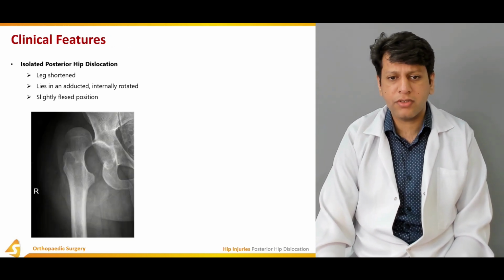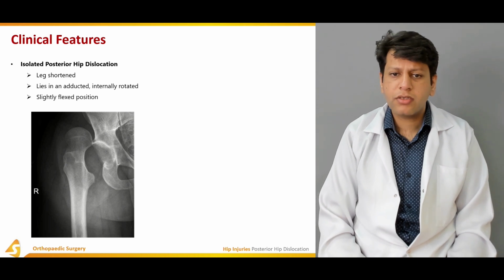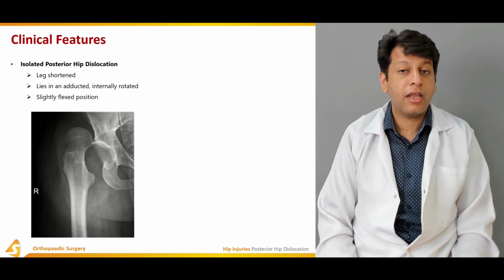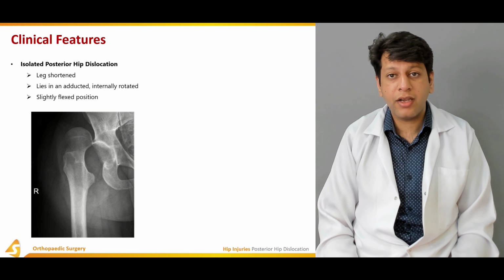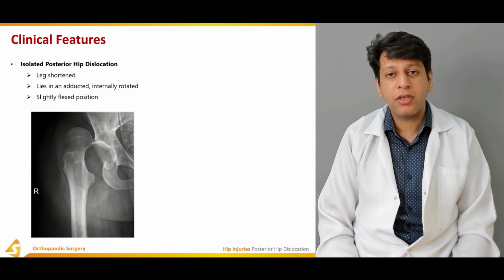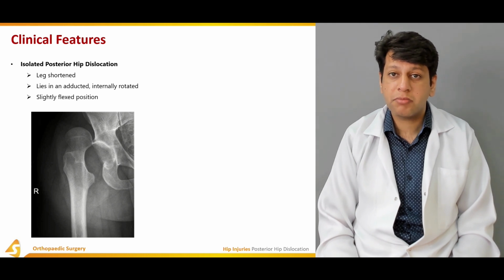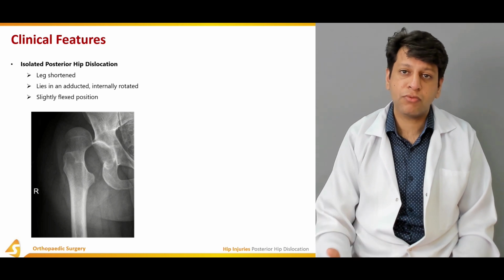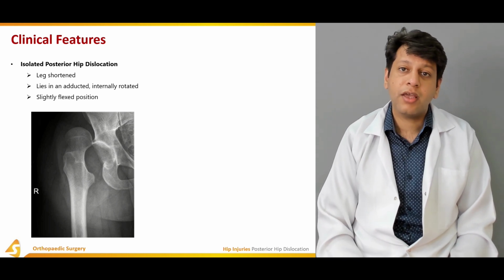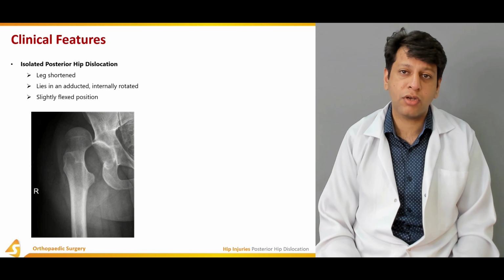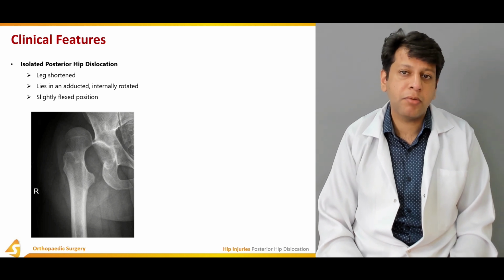Now coming to the clinical features. In isolated posterior hip dislocation, when we see the patient initially, the leg would be shortened, the knee would be slightly flexed, there will be some degree of flexion at the hip joint as well. There will be some degree of adduction as well as internal rotation of the hip joint, and the patient would be in a lot of distress as well. If you palpate posteriorly, you may feel the head sometimes, but usually, due to the large bulk of gluteal muscles, the head may not be palpable.